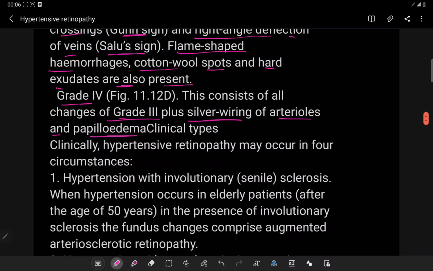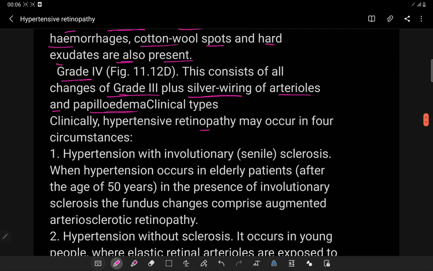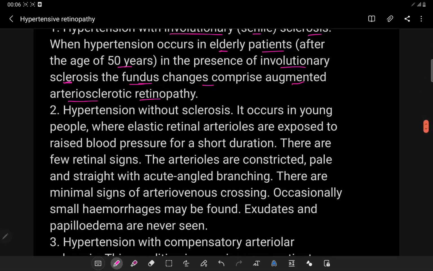Now, clinical types. Hypertensive retinopathy can basically be of 4 types. We have hypertension with involutional or senile sclerosis, with hypertension occurring in elderly patients after the age of 50 years. In the presence of involutional sclerosis, the fundus changes comprise augmented atherosclerotic retinopathy.